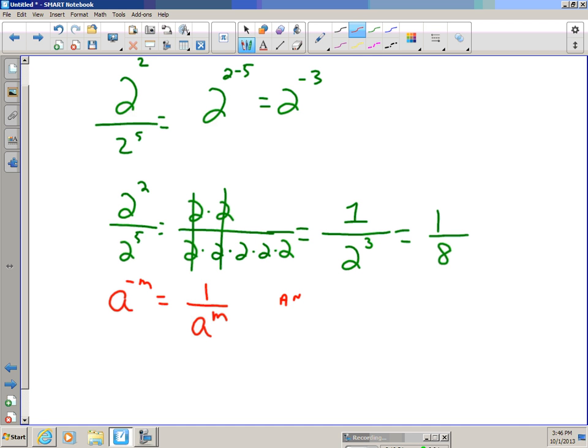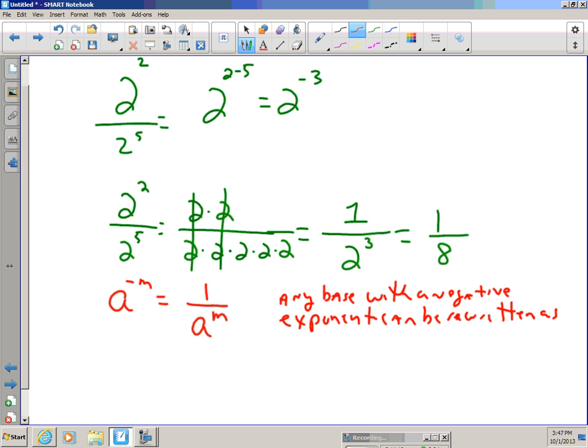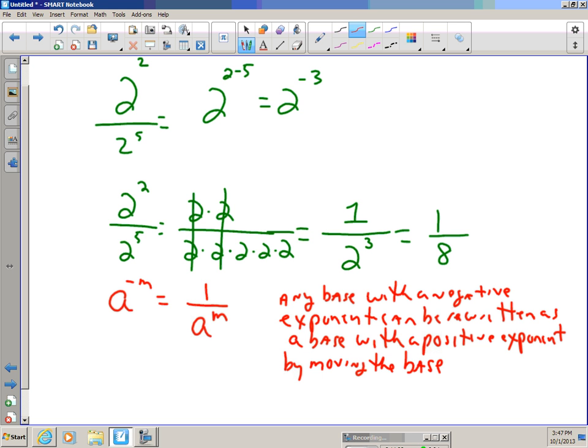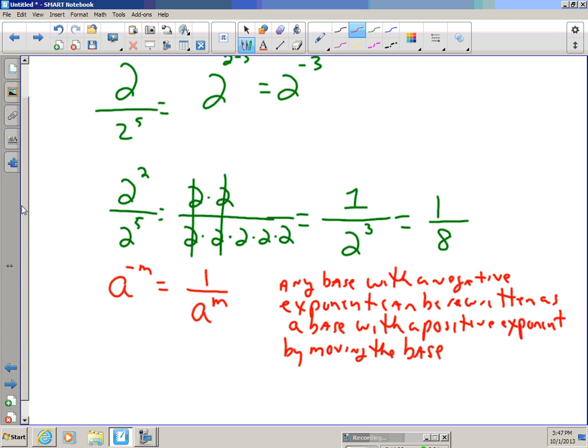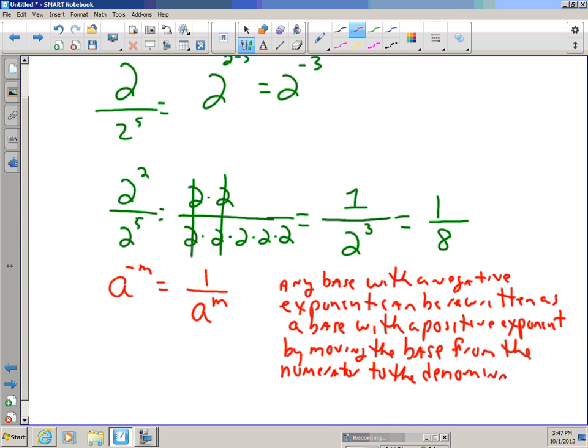any base with a negative exponent can be rewritten as a base with a positive exponent by moving the base from the numerator to the denominator or vice versa, which I'll demonstrate with an example in a moment.